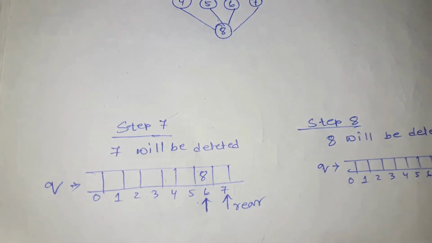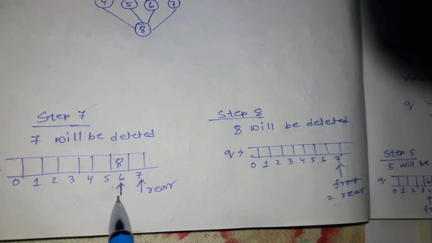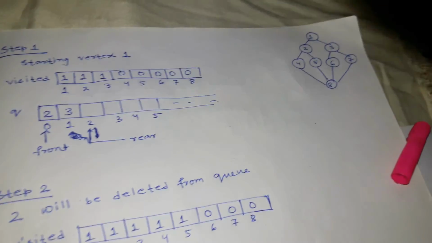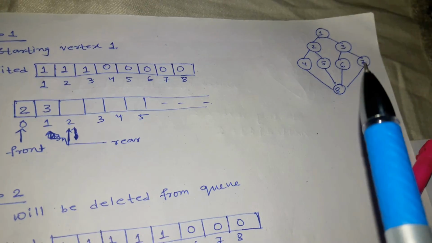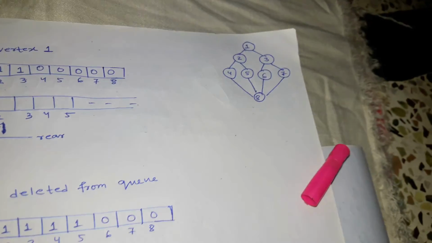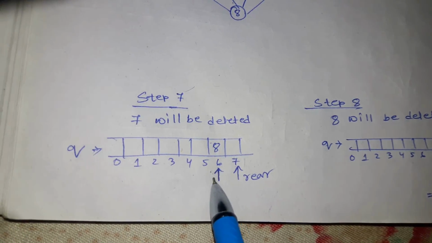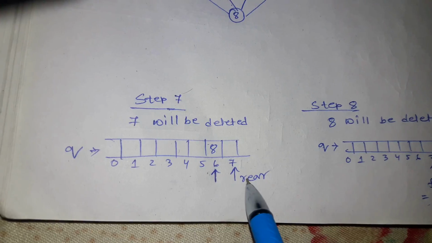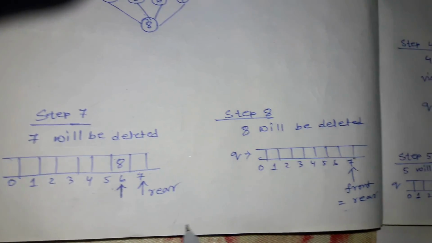From step 6, the front end item, that is 7, will be deleted, and front has been updated to index 6. As 7 has been deleted from step 6, we will check the adjacent vertices of 7, that is 3 and 8. Both of them have already been visited, so we need not make them visited again, and we need not push them into the queue again. So rear is still unchanged.